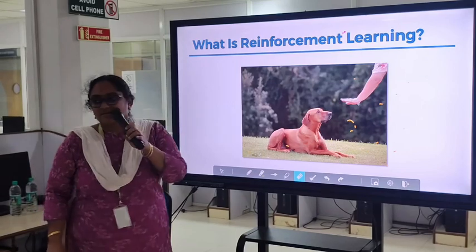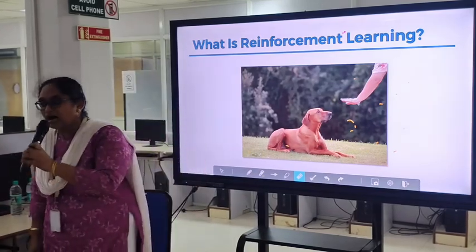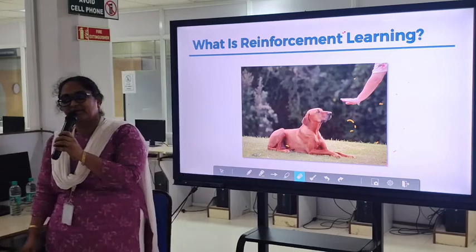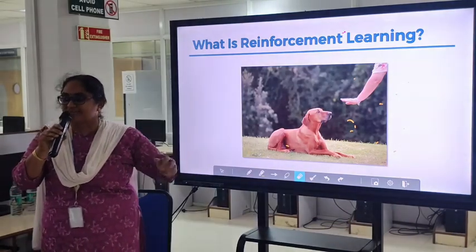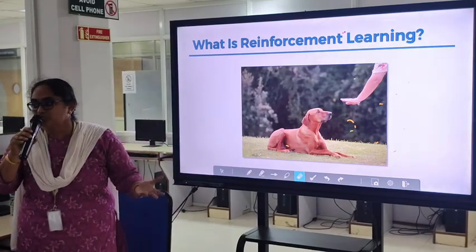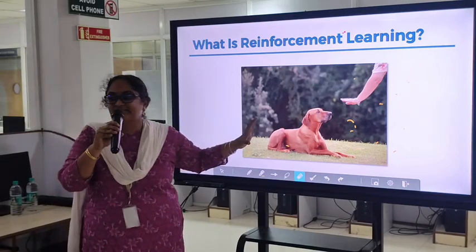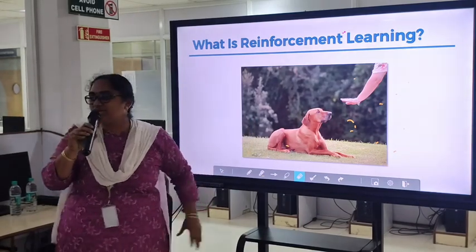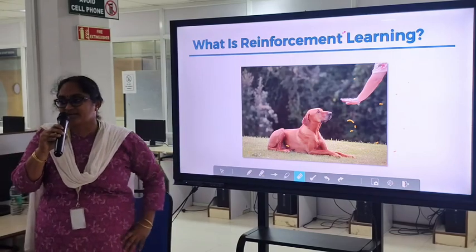Okay, so one example of reinforcement learning is how you train a dog. Training a dog, in the sense that you throw a ball, it brings it back, you teach it to play and so on. What are all the actions that you take to train a dog? It is just one example that comes under reinforcement learning.